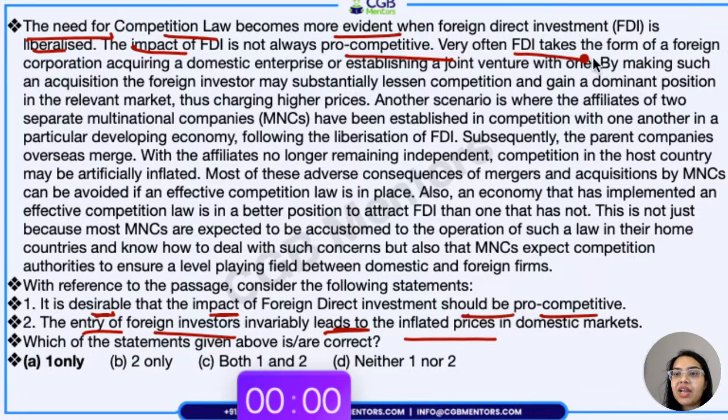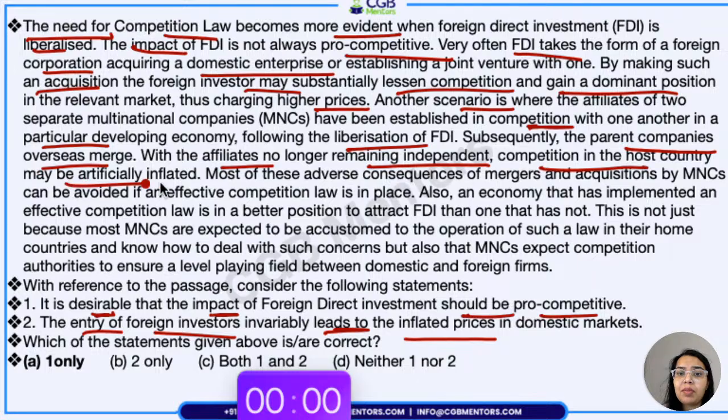Read more. Very often, FDI takes the form of a foreign corporation acquiring a domestic enterprise. By making such an acquisition, the investor may lessen competition and gain a dominant position, thus charging higher prices. Okay? तो ऐसा जो कंटिन्यूएशन होता है, इस तरीके से जो होता है, उसमें हम क्या देखते हैं? एक्वायर करा and ultimately higher prices charge करा. Another scenario is where the affiliates of two separate MNCs have been established in competition with one another in a particular developing country following the liberalization. So the parent companies overseas merge. With the affiliates no longer remaining independent, competition in the host country may be artificially inflated. Host country में हो रहा है, okay? Artificially inflated वाली बात. Hence second वाला अभी तक नहीं मिला है.